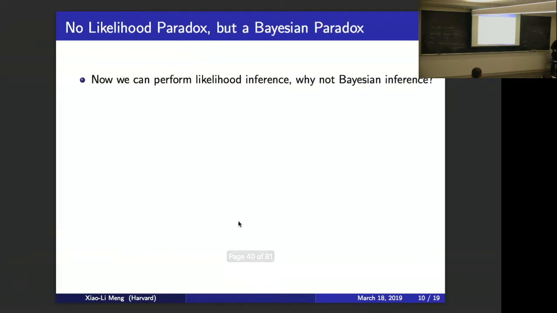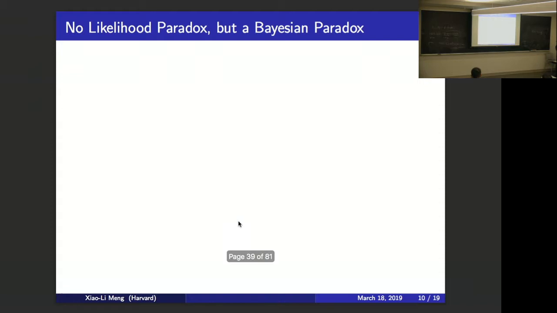So now, it turned out there is a Bayesian paradox. There's no likelihood paradox. There's a real Bayesian paradox. Everything I said so far has not touched this problem yet. I just told you how to set up the likelihood problem. Now I want to set up the Bayes, right?